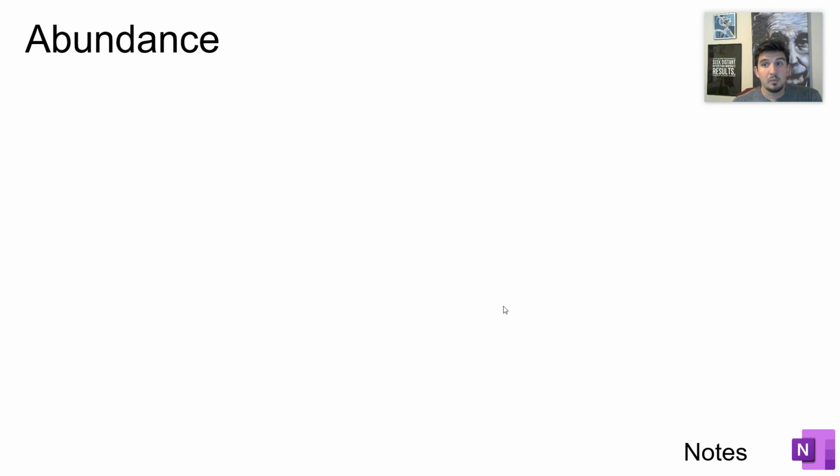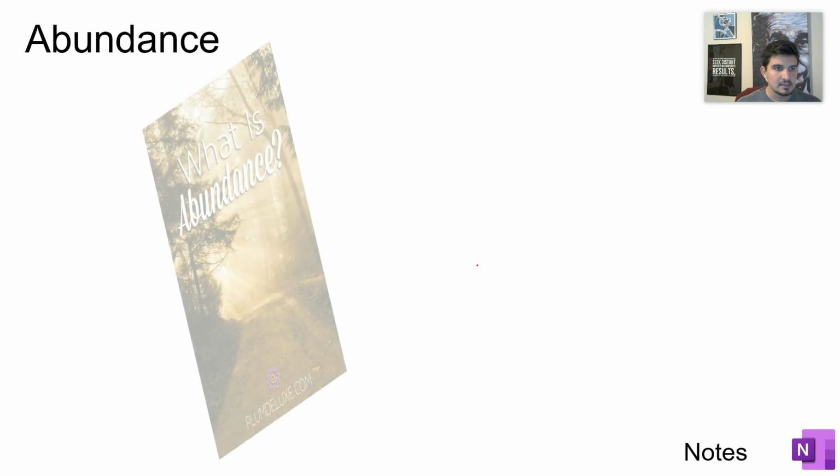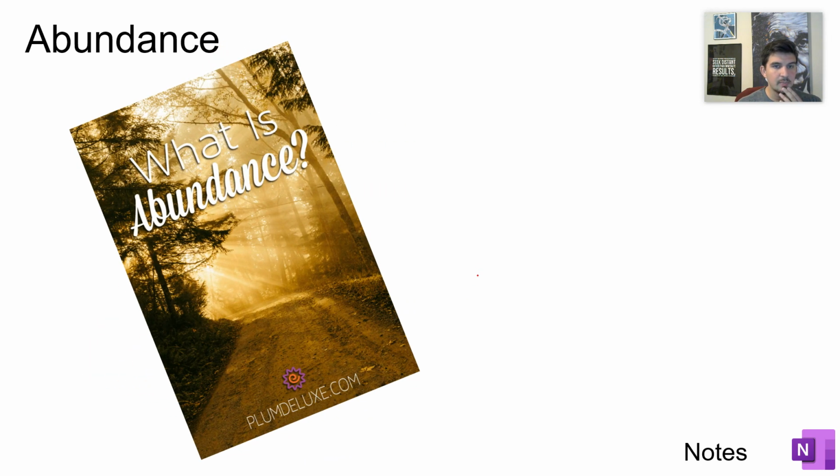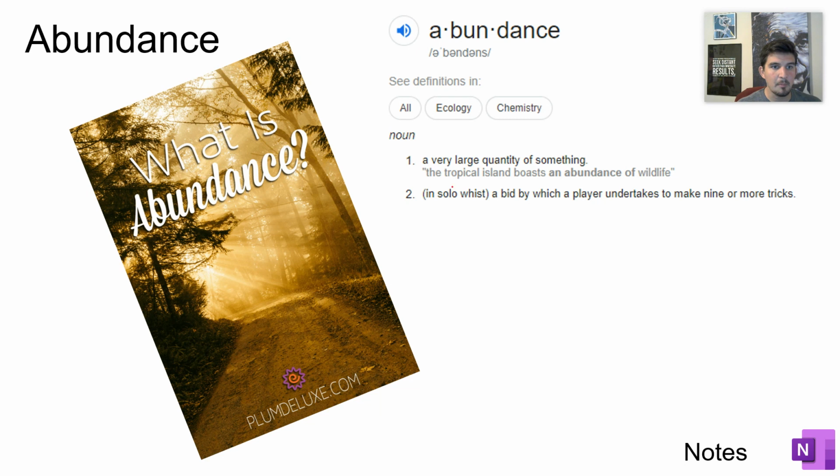Before we can really understand where that 1.008 comes from, we have to understand what abundance is. Okay, so what is abundance? According to the dictionary, abundance is a very large quantity of something. Okay, it's also a bid by which a player undertakes to make 9 or more tricks. I don't know what that means. We're going to ignore that definition. An abundance is just the quantity or the amount of something. It's how much you have. Okay. It doesn't have to be a large amount in science. When we say what's the abundance, we just mean how much is there.